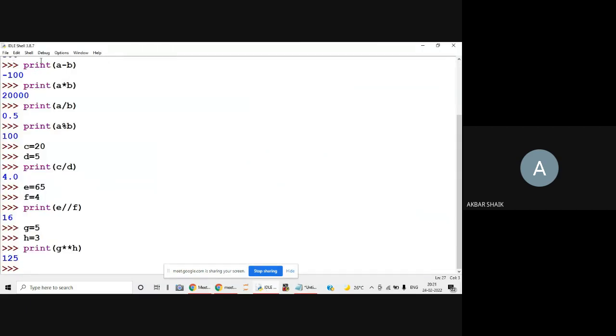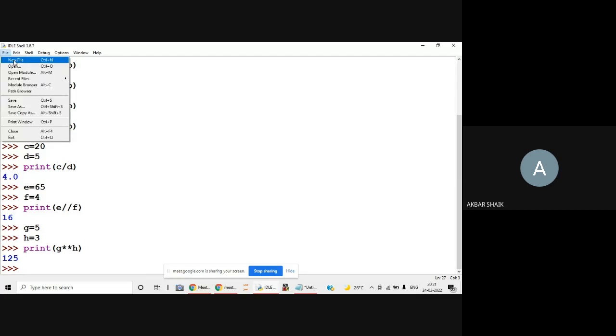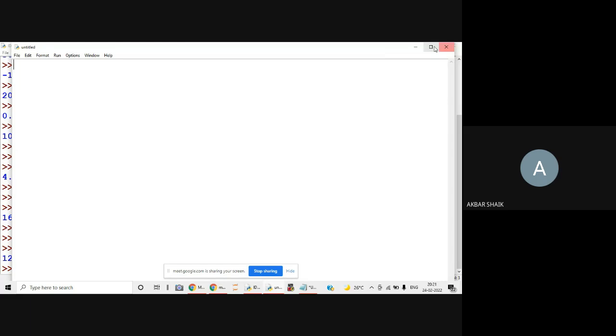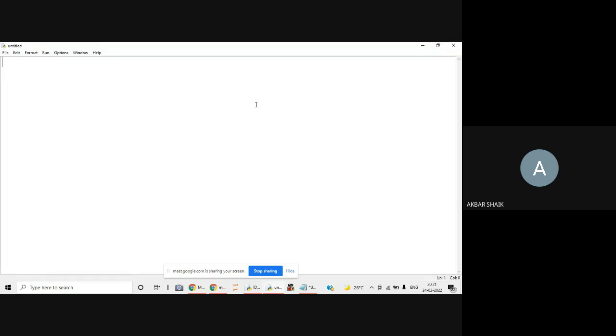All of you know how to write a program. I'm going to File, clicking on New File. Again, I told you just now what is meant by comment. Here I'm writing a comment again: Arithmetical operations in Python.